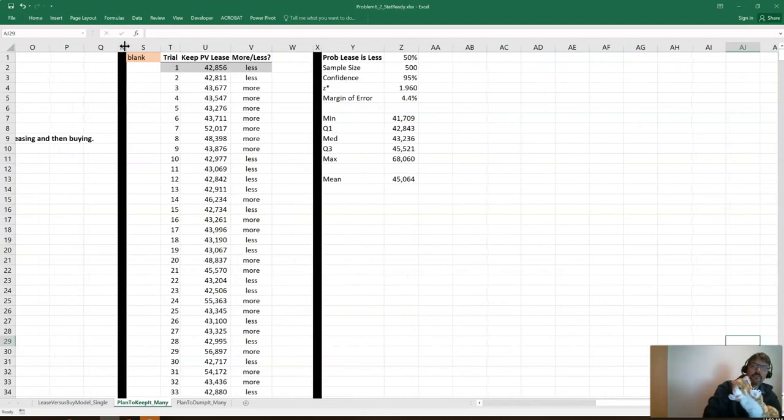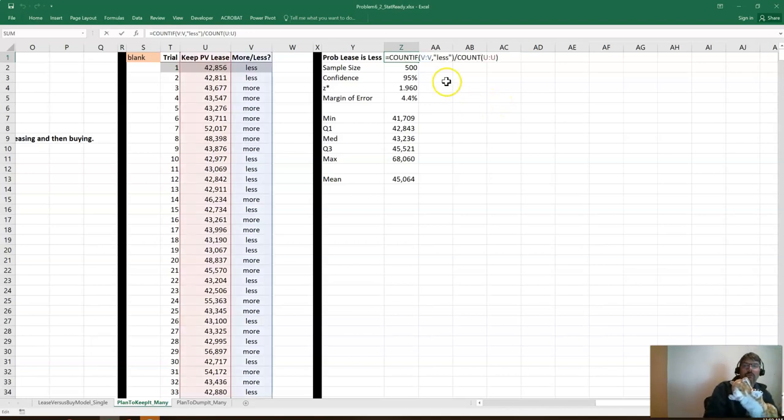So we have the trials, and we hinted at this. The calculation really isn't that hard. I'm going to do the F2 here so you can see it. We count how often does it say less versus how many times did we do this. And it tells us that it's about 50% of the time, which makes it kind of a half and half situation.